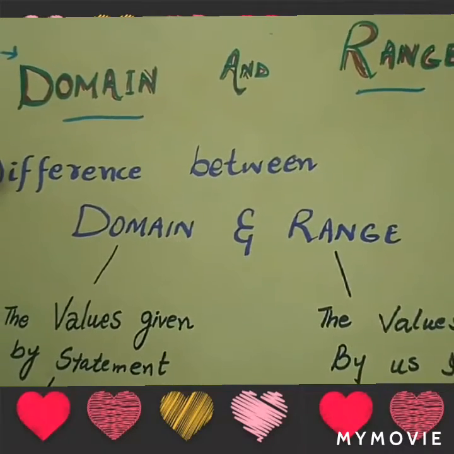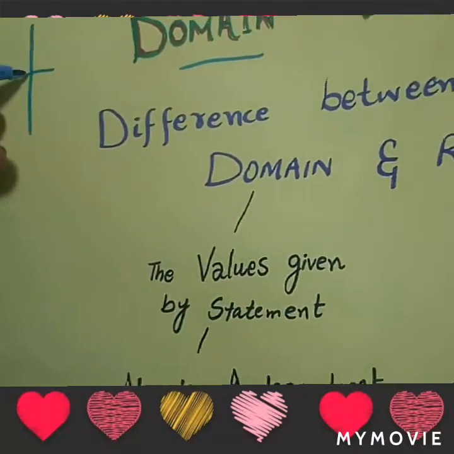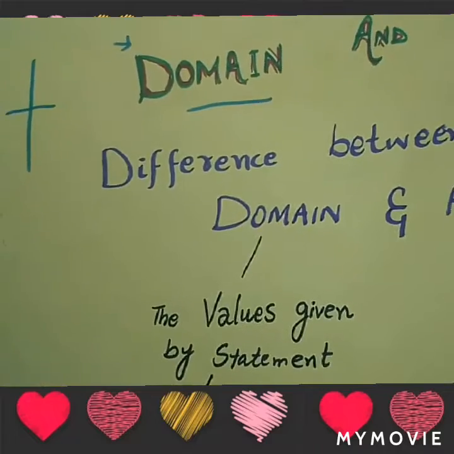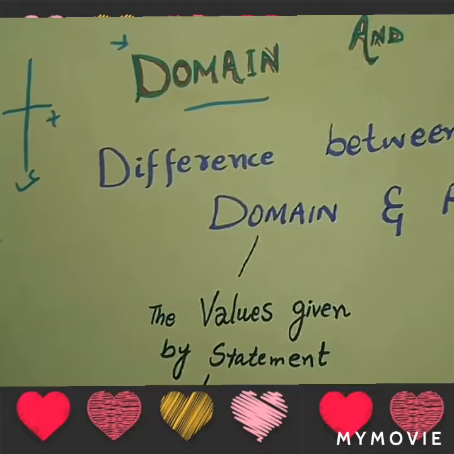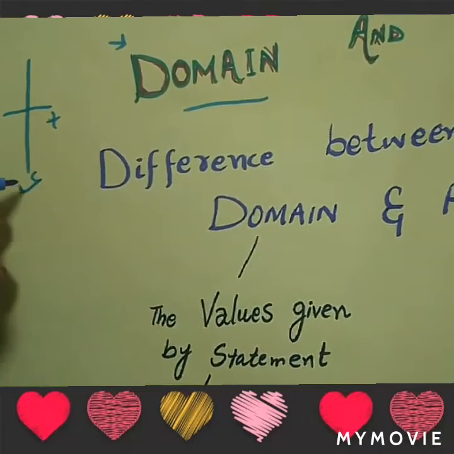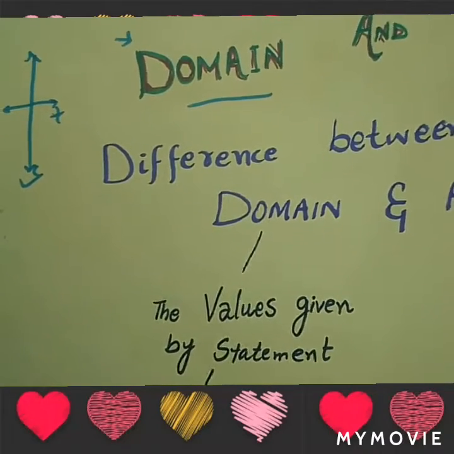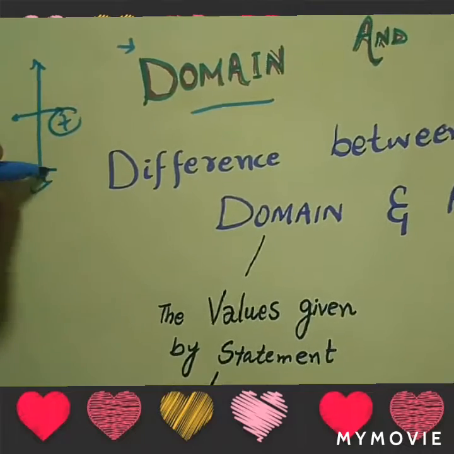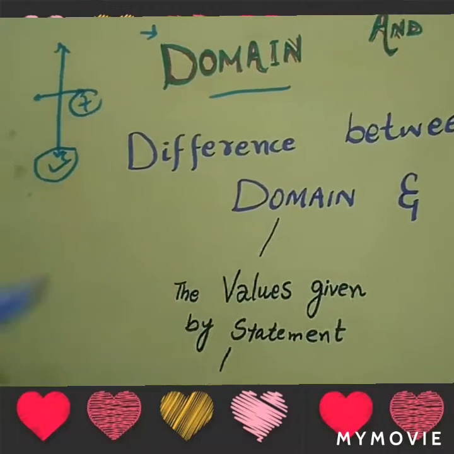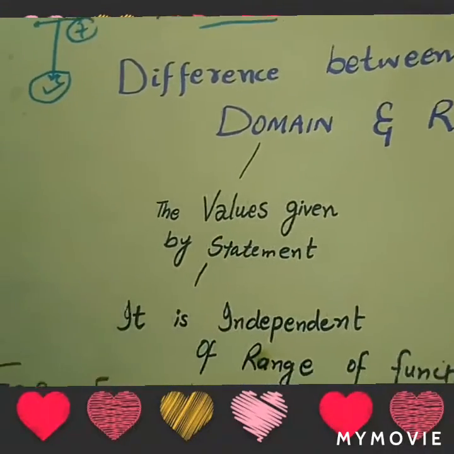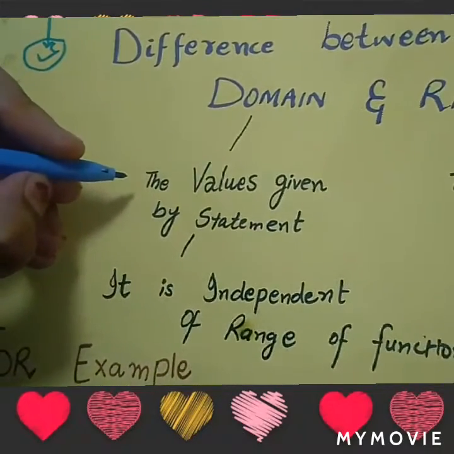What is the domain? What is the range? In a graph we may have two, three or six algebraic variables, but in a simple graph there are two variables, x and y. We may call them x and y, the more generally used variables. The values, one may be domain and one may be range. What will be the domain and what will be the range, we have to find from our topic. The values given by the statement are the domain, independent of the range of the function.